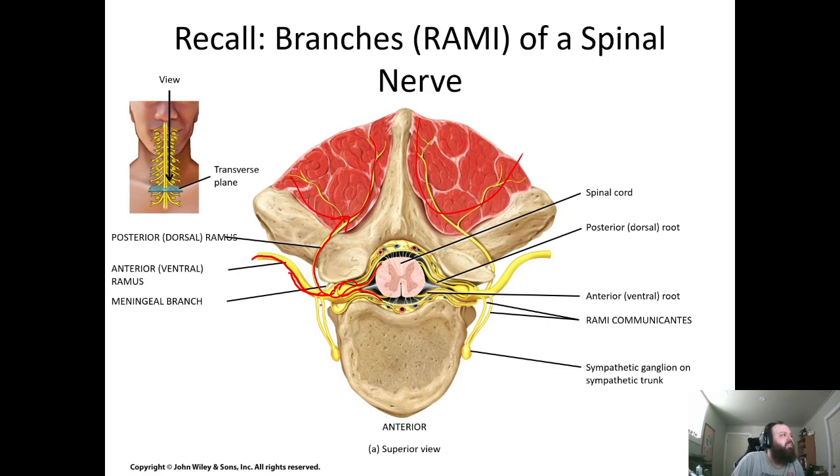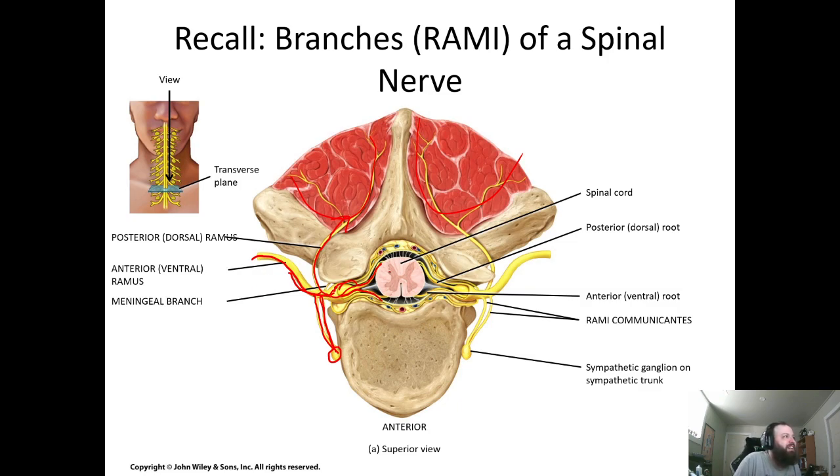And we have these rami communicantes right here, in which there's a small break off. There's a little bit of a ganglion, and then the bundle comes right back and joins the anterior ramus. One of the rami communicans is sending preganglionic axons into the ganglia. The other branch contains the postganglionic axons and returns them to the anterior ramus.